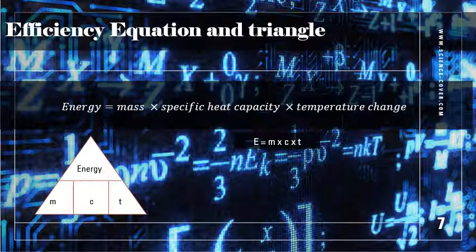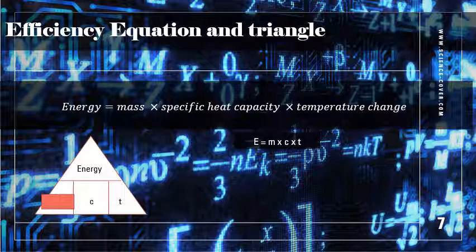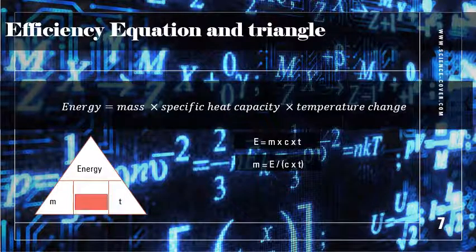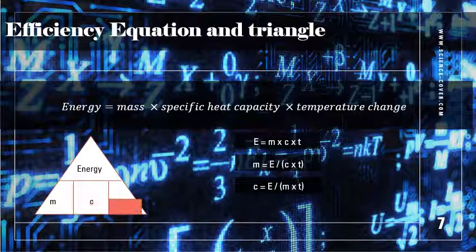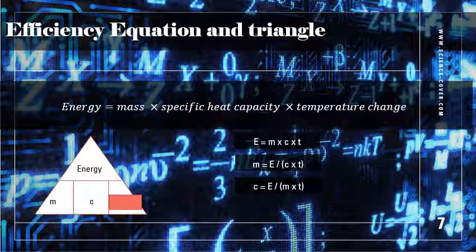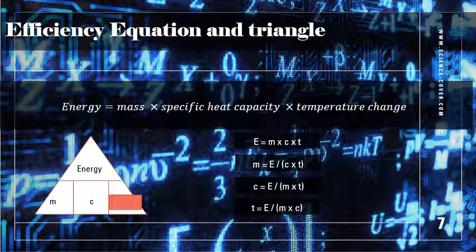Secondly, if I want to find the mass, I can cover up the mass, and that leaves me energy on the top divided by specific heat capacity and temperature change. If I want to find the specific heat capacity, then I need to take the energy and divide it by the mass times the temperature change. And finally, if I want to find the temperature change, I can cover up temperature, and it tells me that the temperature change is the energy divided by the mass times the specific heat capacity.